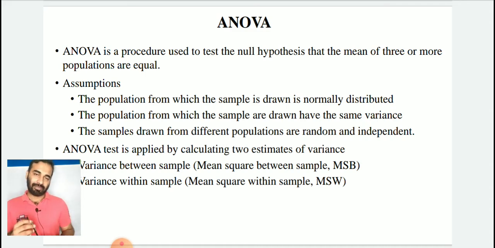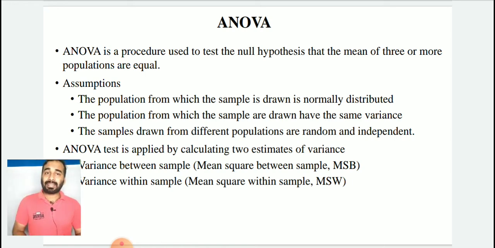The ANOVA test is based on certain assumptions. There are three assumptions. The first assumption is that the population from which the sample is drawn is normally distributed. The second is that the populations from which the samples are drawn have the same variance. The variance should be the same for all groups. The third is that the samples drawn from different populations are random and independent. We have to select the samples randomly, and they should be independent of each other.